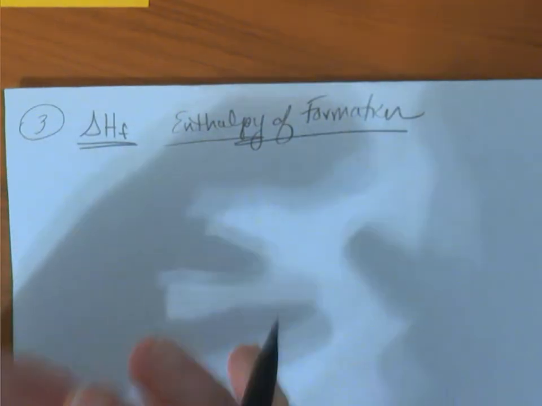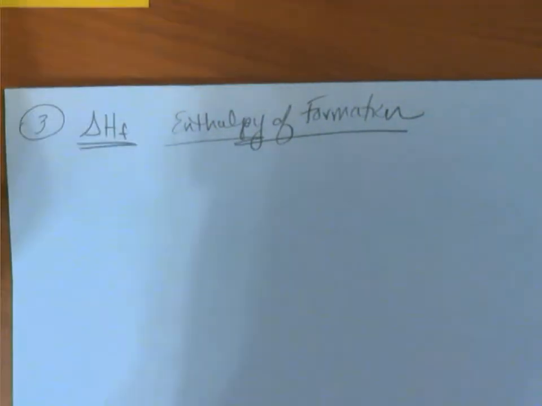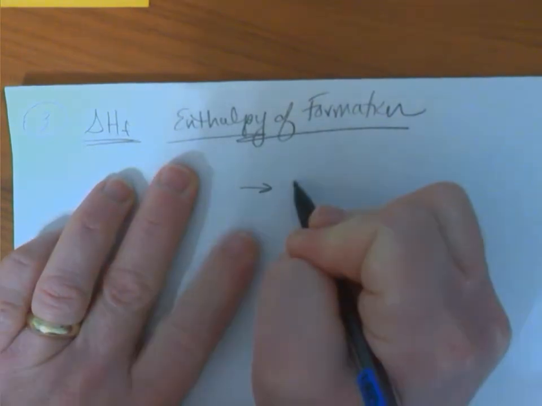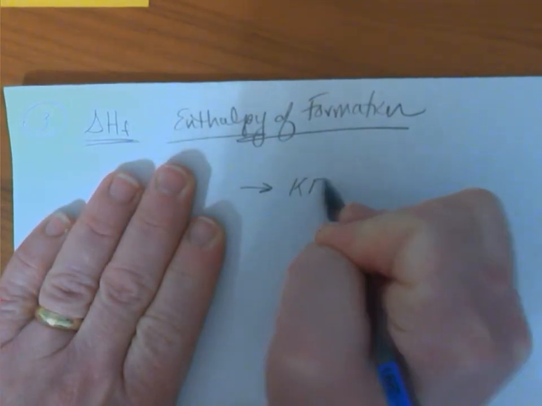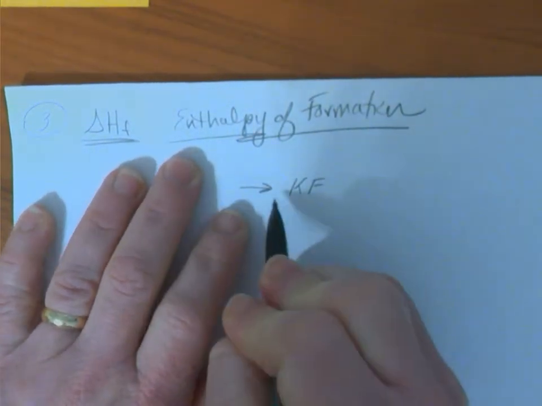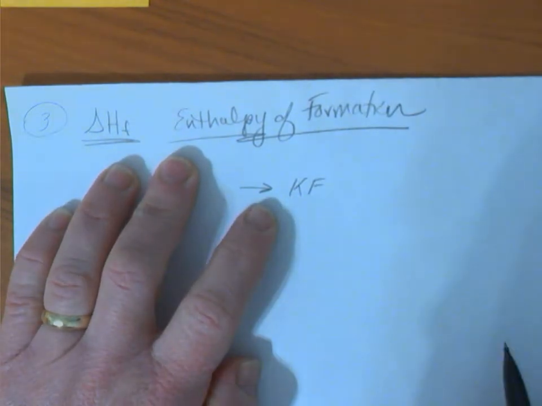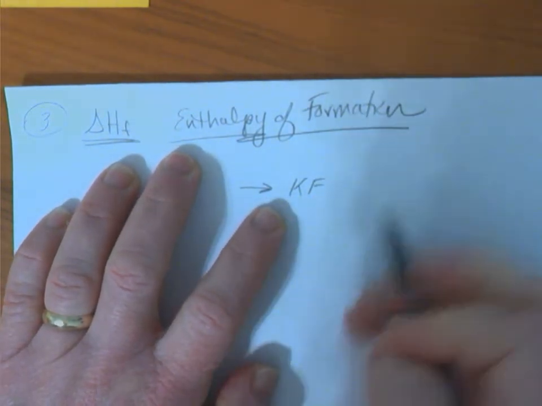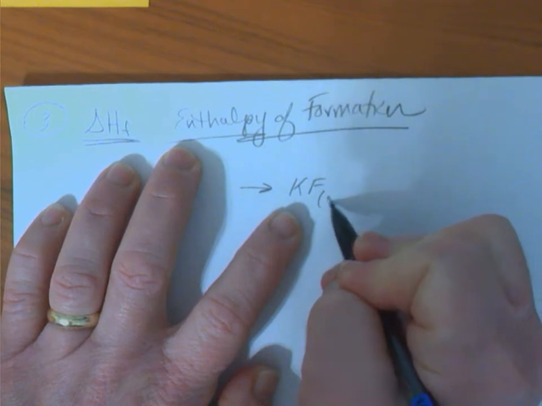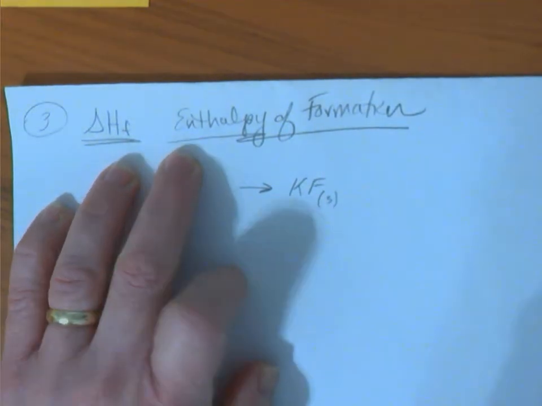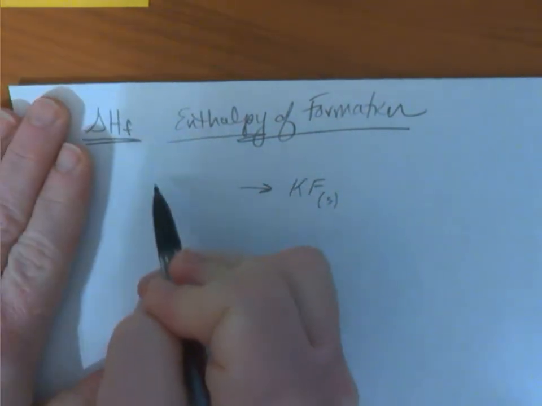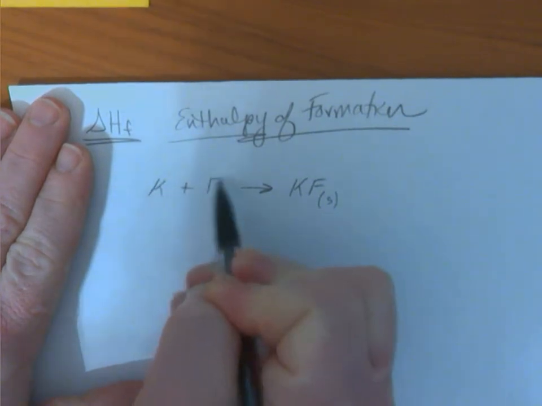So if you would choose any substance, what comes to mind, let's say potassium fluoride. If I want to make 1 mole of this, and we know ionic compounds are going to be solids at room temperature and pressure, I'm going to make it out of its elements.